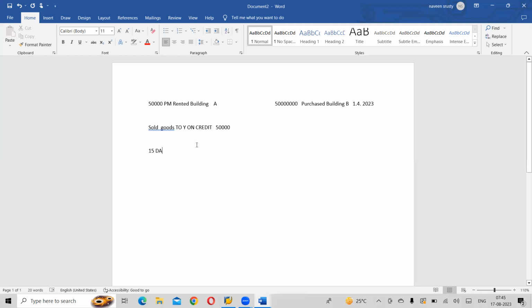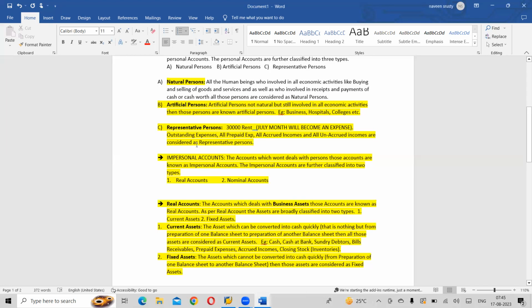Now understood what are fixed assets and current assets? Yes, no. Yes, Naveen, sir, please. Is someone asking questions, or is that fine? Hello? No. Okay, fine.